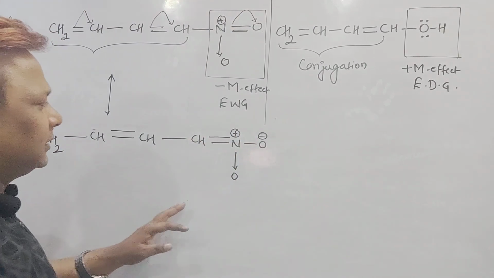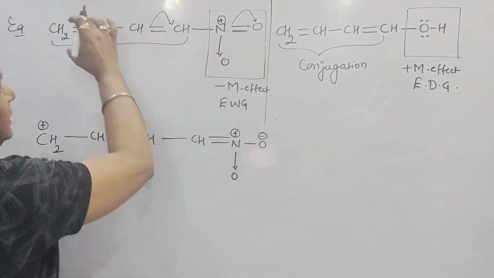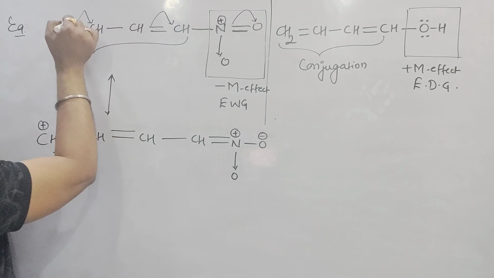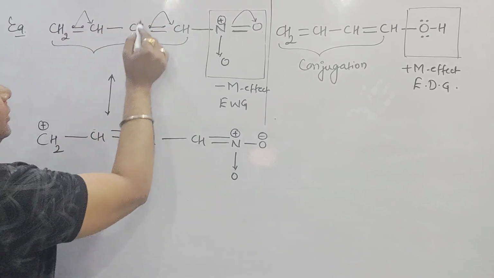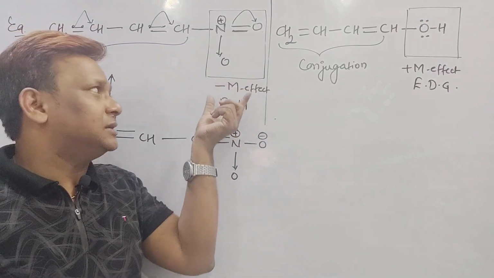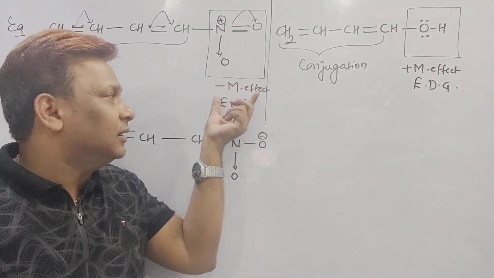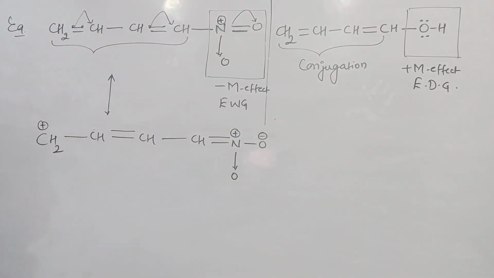But what did you see here? Your electron is transferring towards the group. This is a pi bond, no? This is a pi electron. When this pi electron is shifting towards the group, the effect is called a negative mesomeric effect, an electron withdrawing group. And because of that, I got one more resonance structure.